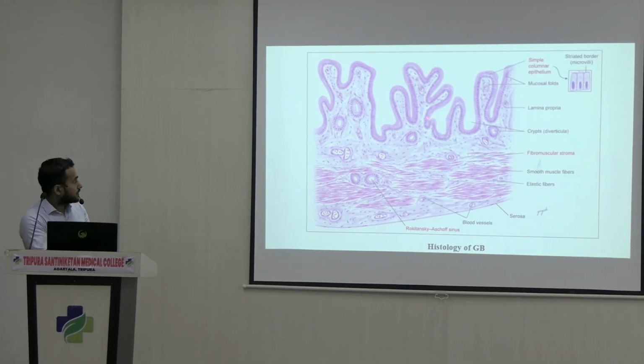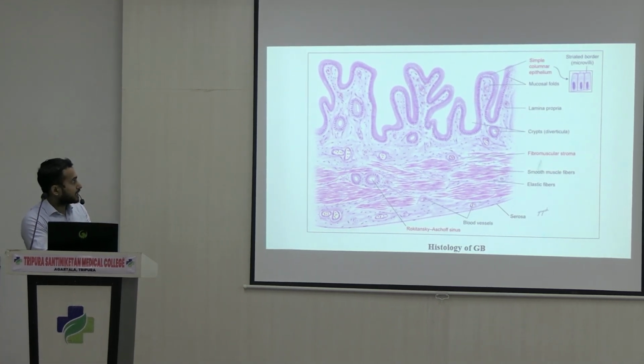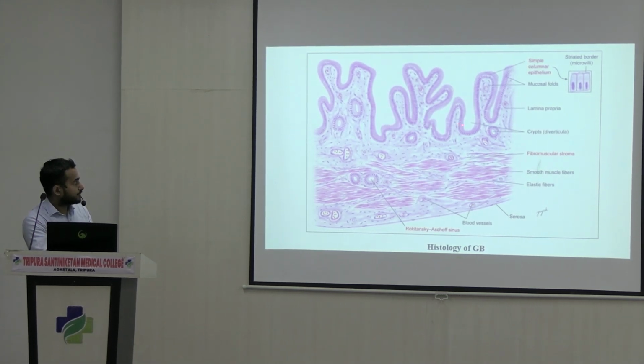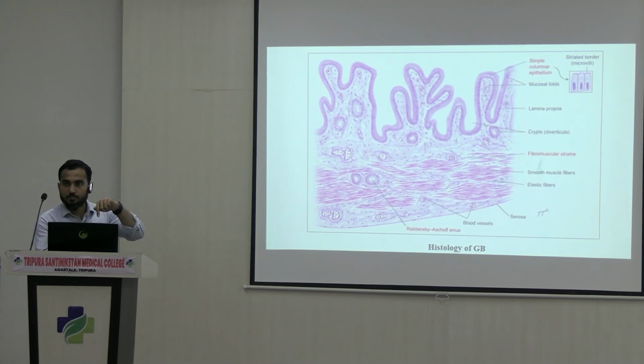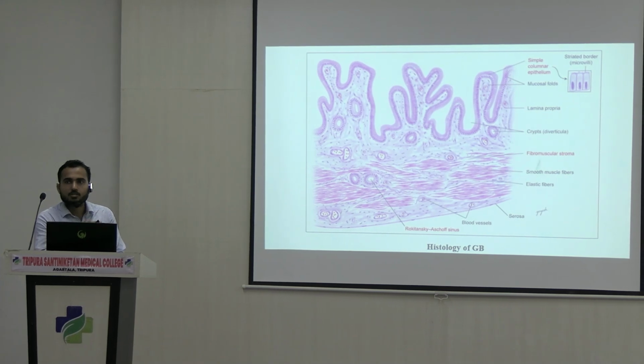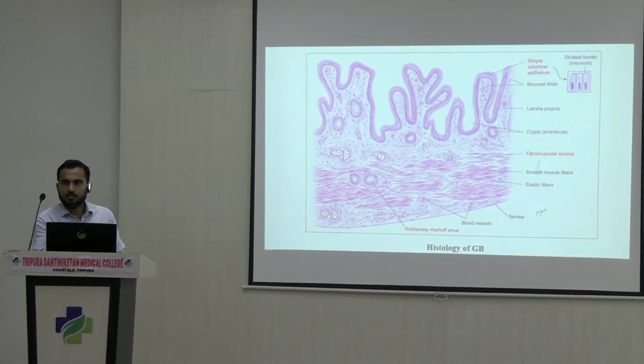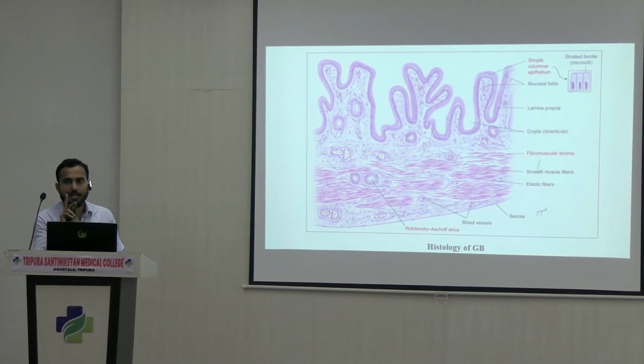Now here you can see this is the lining epithelium. So what is the lining epithelium? Simple columnar epithelium, and microvilli are also present. Next, this is the lamina propria, and then crypts are also there. The lining epithelium dips down into the lamina propria, crypts are formed, and occasionally some glands may be present. Occasionally, not always. In lamina propria, blood vessels and nerves are present, but lymphatic tissue is absent.